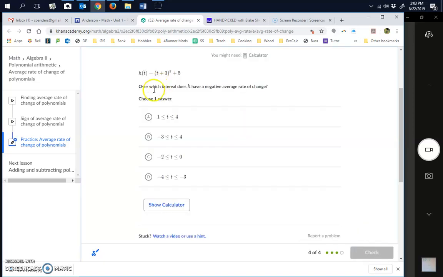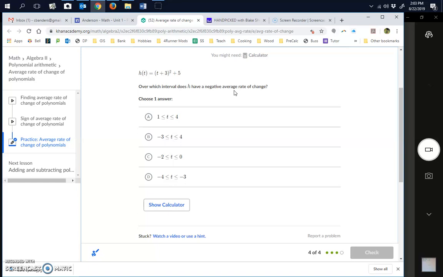Last question. Over which interval does h have a negative average rate of change? So very similar to question 2, except this time we're looking for a negative number and not a positive nor a 0. So 1 goes in there. 1 plus 3 is 4. 4 squared, 16. 16 plus 5 is 21. 4 plus 3 is 7. 7 squared is 49. 49 plus 5 is 54. That's a positive change from 21 to 54, so it's not A.